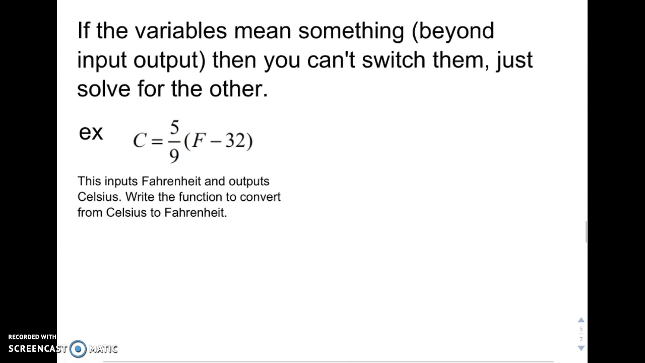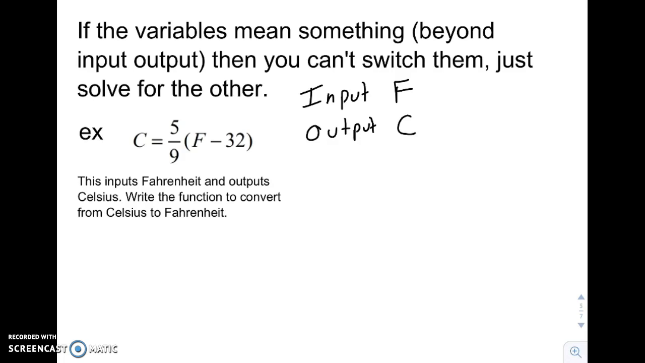Inverses can do a lot of things, and you have to remember the inputs and the outputs. In this equation, you are inputting Fahrenheit, and you are outputting Celsius. So this is how we convert from Fahrenheit to Celsius. Well, what if we want to convert the other way? What if you live in pretty much any other country and you have Celsius and you want to convert it to Fahrenheit? Well, we need to swap the inputs and the outputs, and that's what an inverse does.